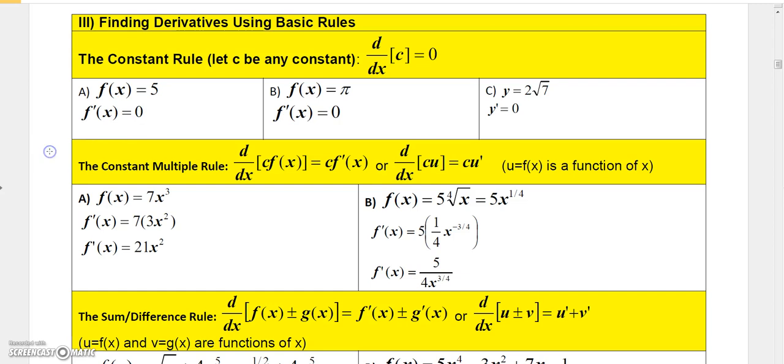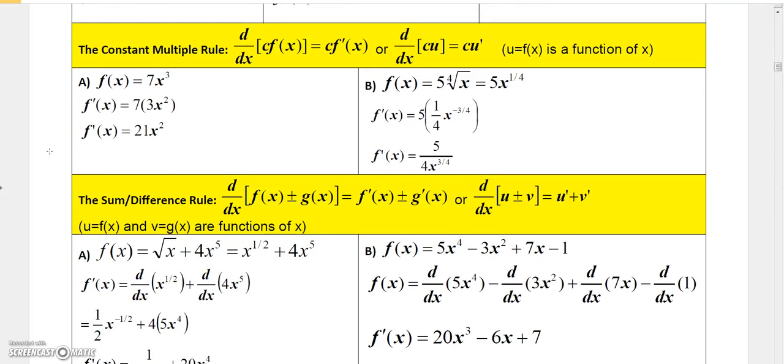Now let's also talk about the constant multiple rule. Basically, the constant multiple rule says if you want to find the derivative of a constant times some function, then that's the same as the constant times the derivative of the function. Or if we want to, we can use a shorter notation. Let's let u represent the function. So the derivative of a constant times u would be the constant times u prime, where u prime would be the derivative of your function.